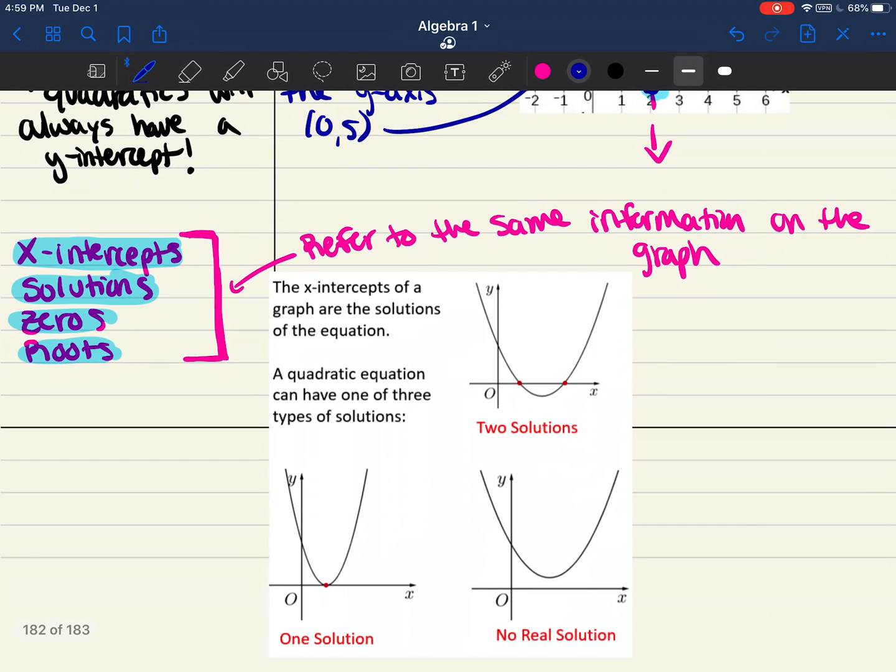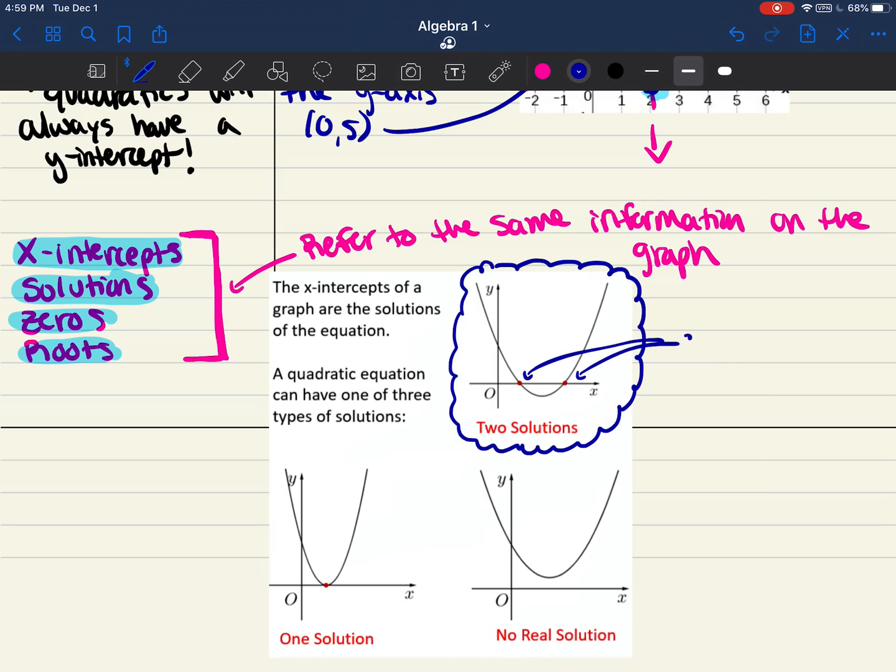So we've got some pictures here. There's 3 scenarios that a quadratic graph can have. You can have a scenario where your quadratic graph crosses the x-axis twice. And so here you would say there are 2 solutions, or 2 roots, or 2 zeros, or 2 x-intercepts. So these words, for the most part, are interchangeable. We'll talk about more what each word means in Algebra 2.